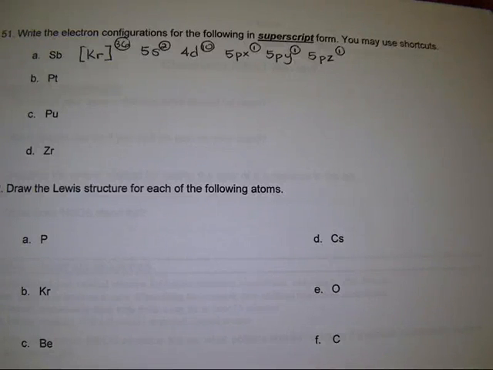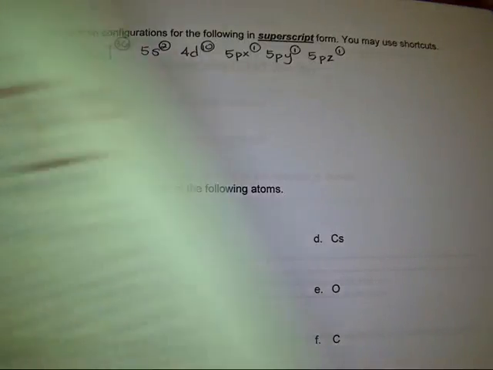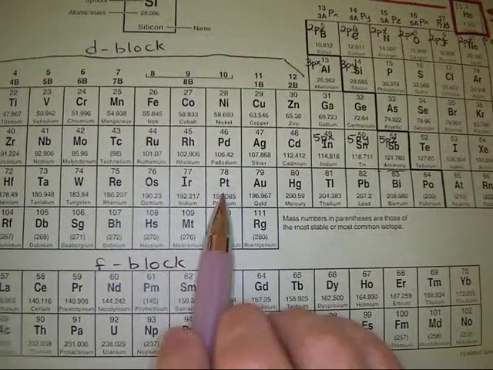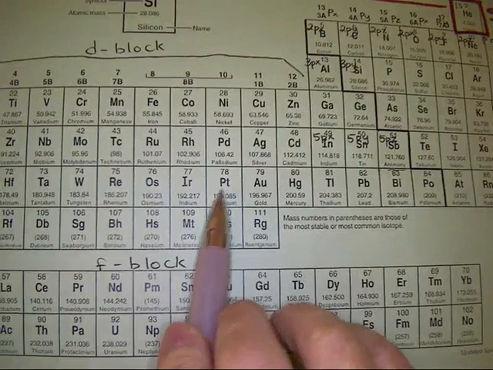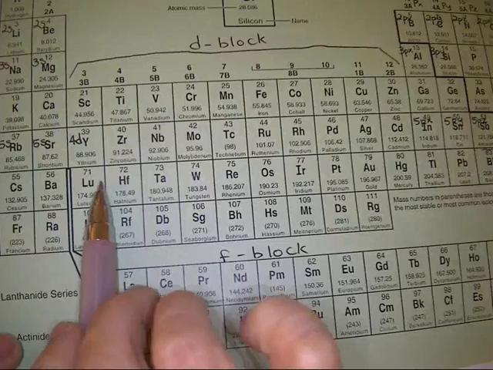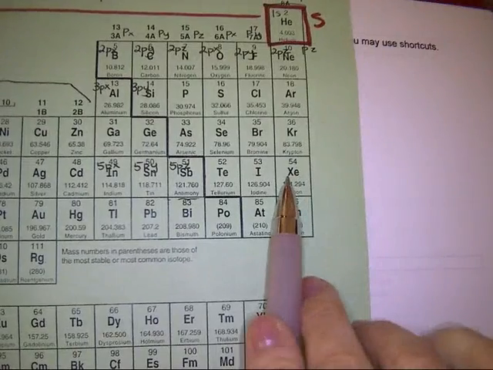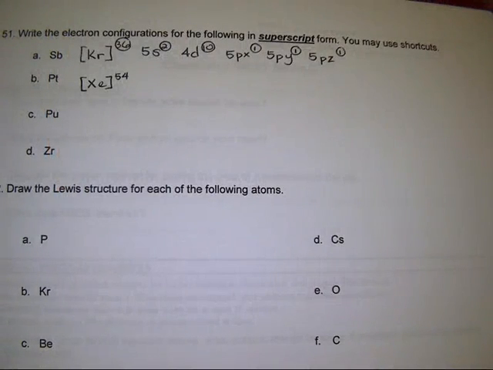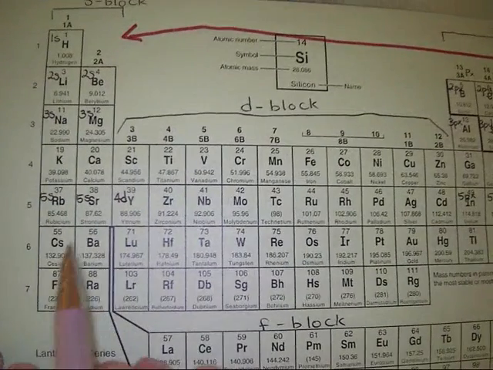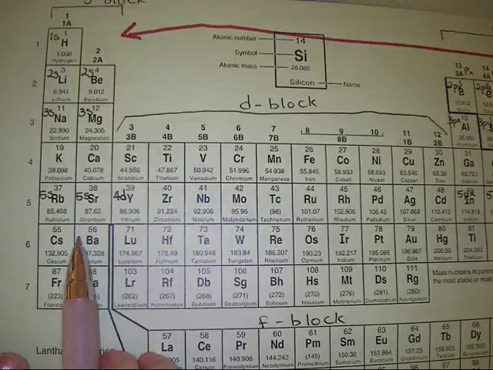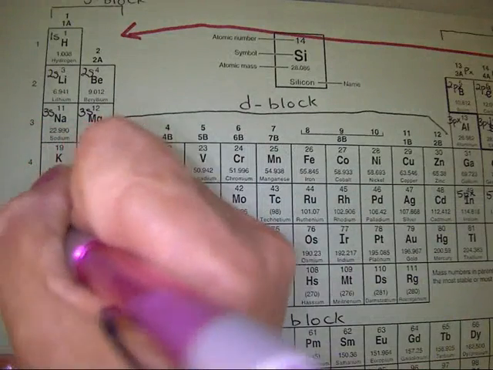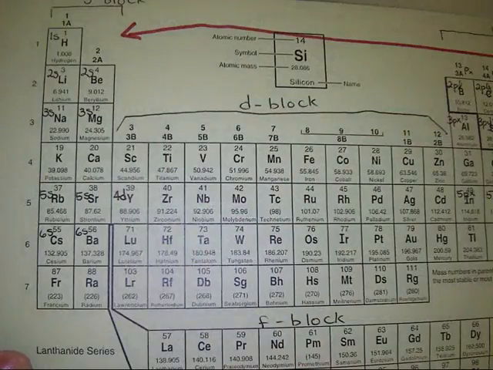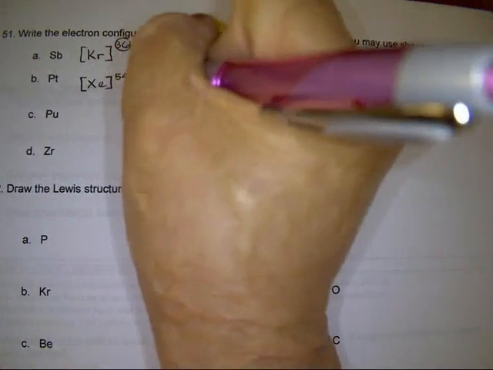Alright, let's look at part B, Pt. Pt is number 78, right over here. We are going to back up again to the noble gas before it. This is Xe. Xe is number 54. Starting with number 55, I'm going to write out the whole thing. 55 and 56 are both in 6s. It's the 6th row in the S block, so there are 2 of them. I'm going to write down 6s2.